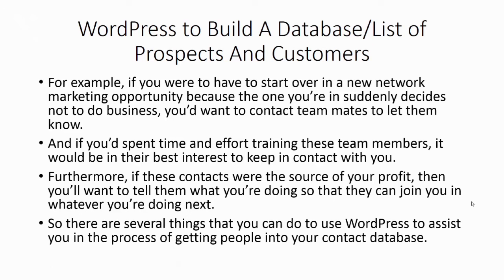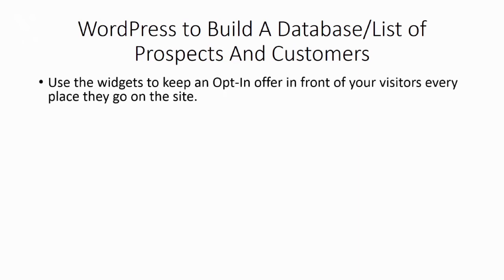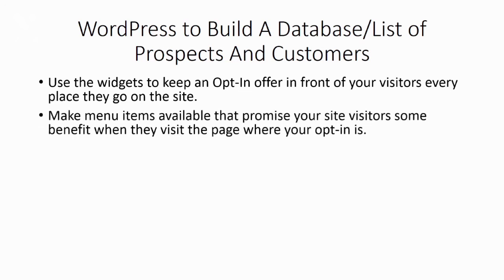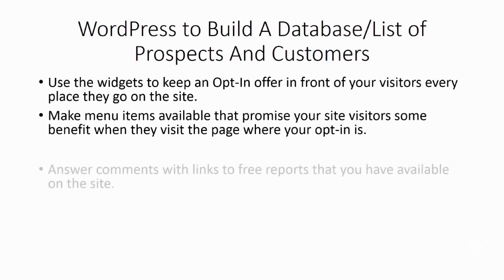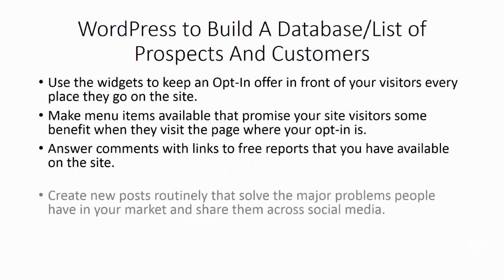So there are several things that you can do to use WordPress to assist you in the process of getting people into your contact database. Use widgets to keep an opt-in offer in front of your visitors every place they go on the site. Make menu items available that promise your site visitors some benefit when they visit the page where your opt-in is. Answer comments with links to free reports that you have available on the site.